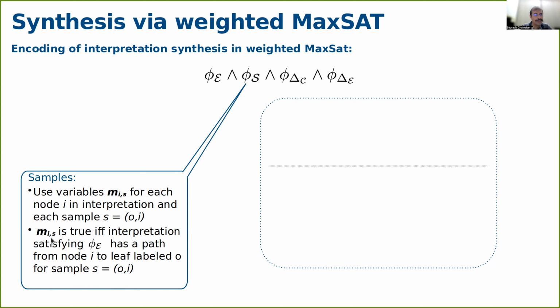So this variable is true for a particular node in the interpretation if starting from that node, given the sample, I can actually reach the correct leaf. Right? There is a path starting from node I to the leaf labeled O, and this path can be followed using the values of the inputs, which are the things that are going to be checked in the different predicates. So how do we encode this?